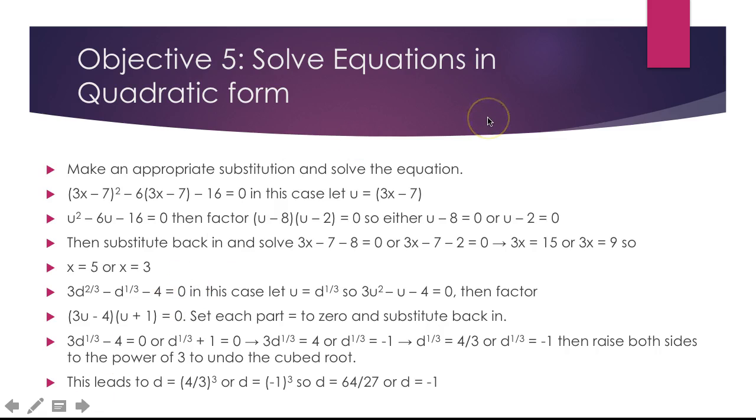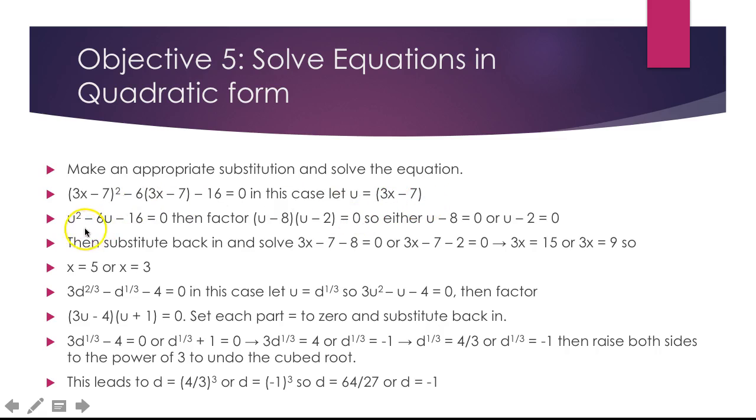Solve equations in quadratic form. You need to make an appropriate substitution and solve the equation. Here, if I can get rid of the 3x minus 7, I would have a variable squared with a variable here, and then I'm used to factoring that. So in this case, I'm going to let u equal 3x minus 7.